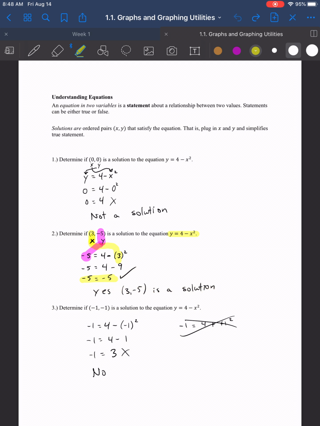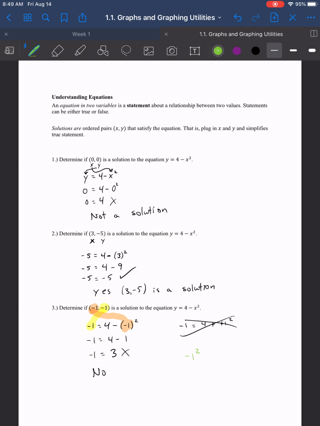All right, next is try this -1, -1. Here we determine if -1, -1 is a solution to that same equation, so we plug them in. Now be careful when you're plugging in negatives. You always want to put parentheses around what you're plugging in. So I'm going to plug this -1 in right there, and I'm going to plug this -1 in over here for the x. I put parentheses around it because you have to be careful.